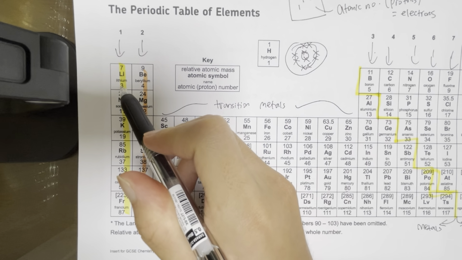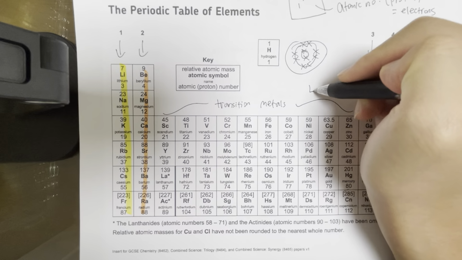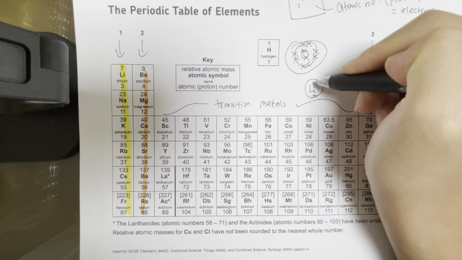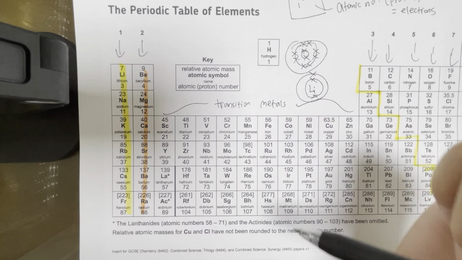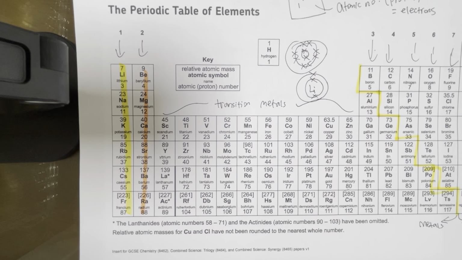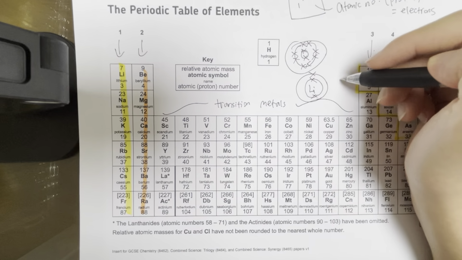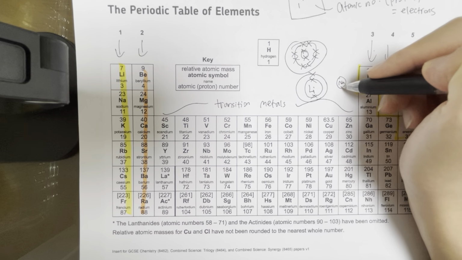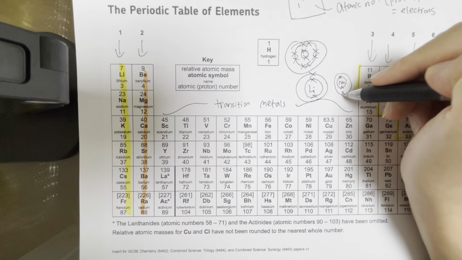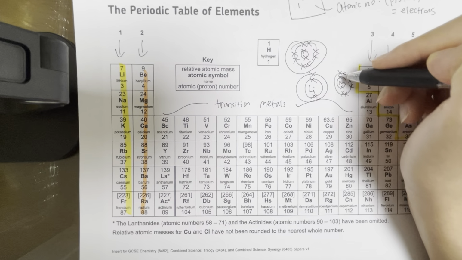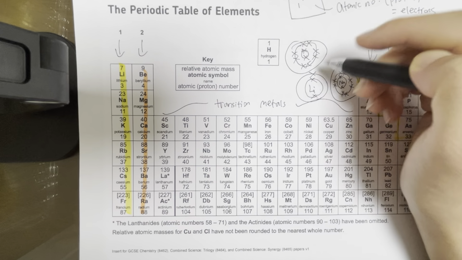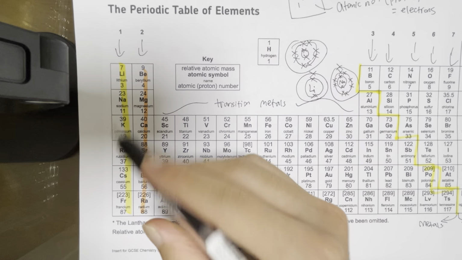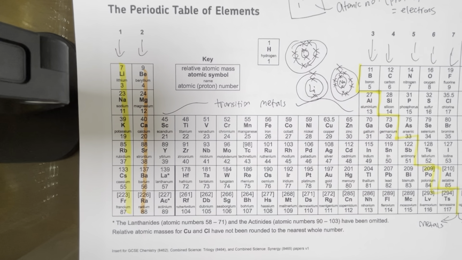So group 1, lithium has 3 electrons, right? So if we draw lithium here, it's going to have 2, and it's going to have 1. So the group number tells us the number of electrons in the outermost shell of the atom. Sodium we'll have Na, 2, 8, 1. So 8 plus 2 is 10, and 11 also has 1 electron. So all the atoms in group 1 have 1 electron in its outermost shell.